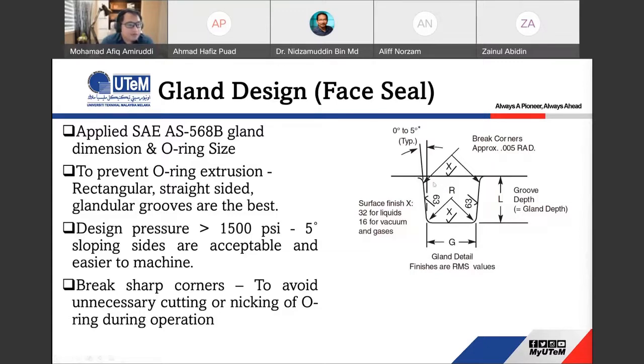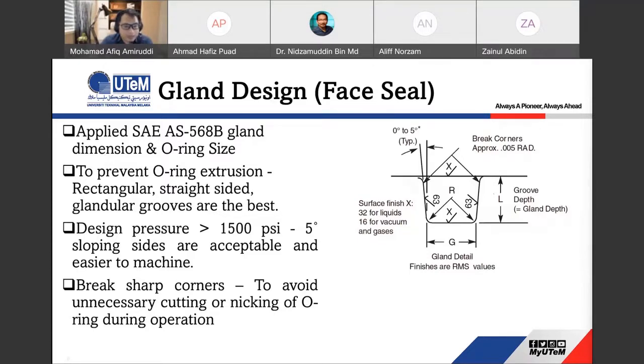Extrude means that some of the material of the O-ring will go through the gap, so it will create a damage or cutting effect to the O-ring. It's not very good and it's easy for the O-ring to be damaged or deteriorate. So the design pressure is more than 1,500 psi. Around 5 degrees sloping side are acceptable and easier to machine. This I already mentioned, break sharp corners to avoid unnecessary cutting or nicking of the O-ring during operation.